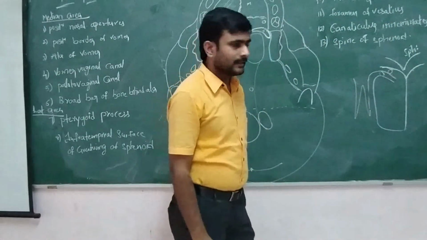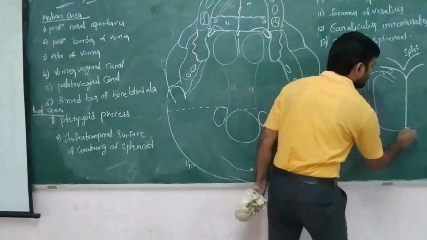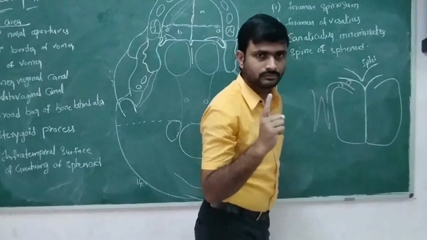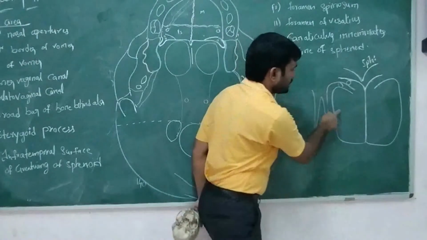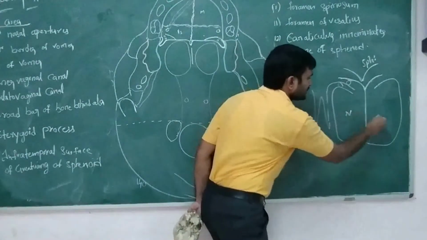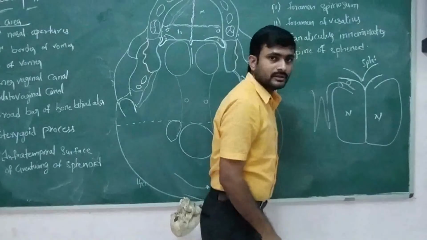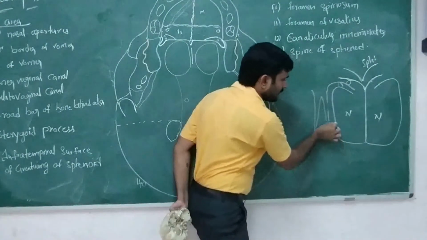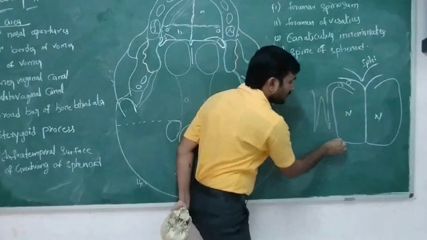Clear? Then next, here, this is one nasal opening and this is the second nasal opening. This opening is bounded by one more bone, the blue colored one. This is called the palatine bone.